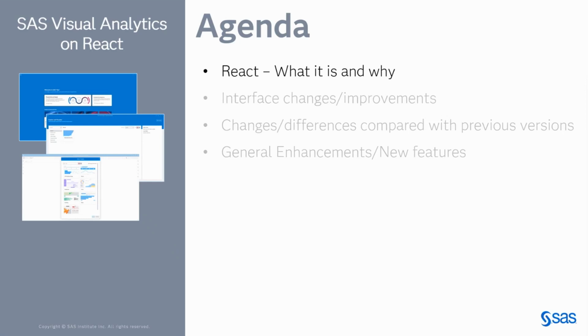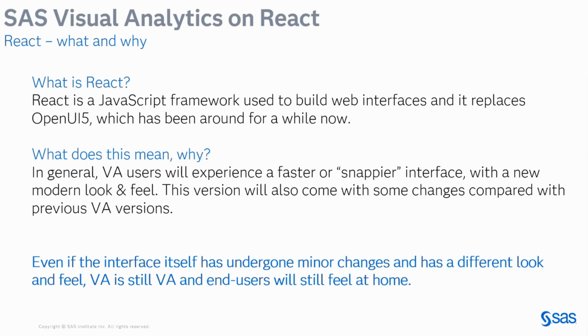React, what it is and why? First of all, React is a JavaScript framework, which is a very common framework today, and it's used to build web interfaces. The old framework that we used in VIYA was OpenUI 5, and OpenUI 5 has been around for a while now. So we really need to upgrade our user interface framework. That is the reason why we are using React today.